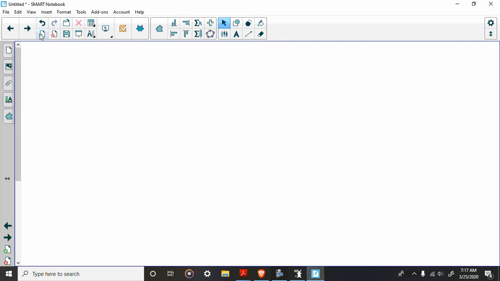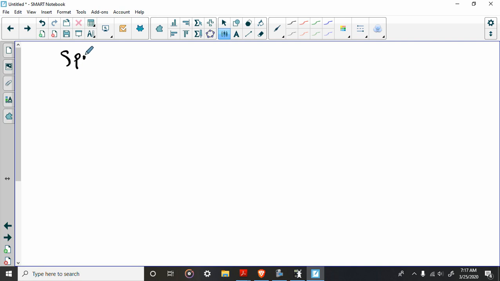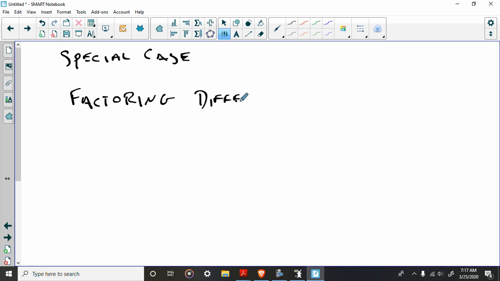Today we are going to talk about factoring the difference of two perfect squares. Okay, so this is going to be a special case. And this will be factoring what we normally call, like Porky Pig, factoring the difference of two perfect squares.